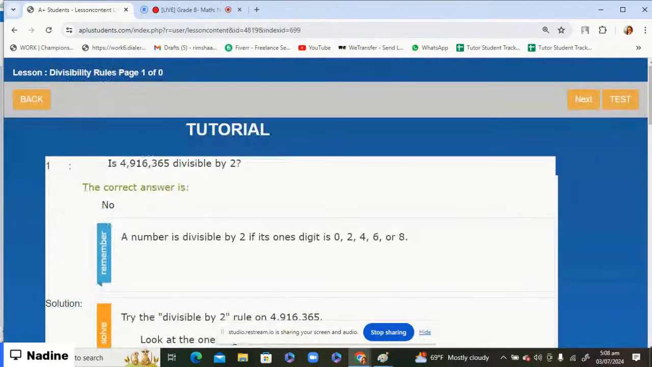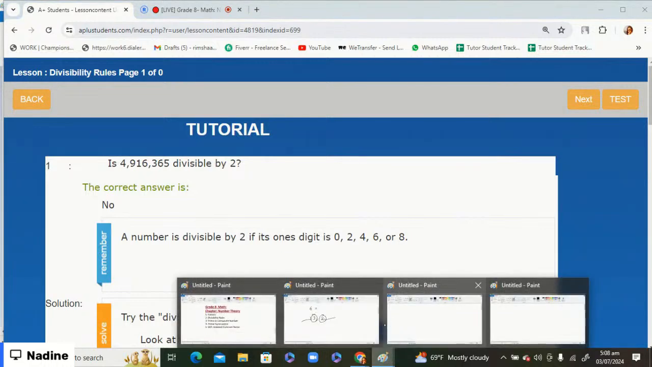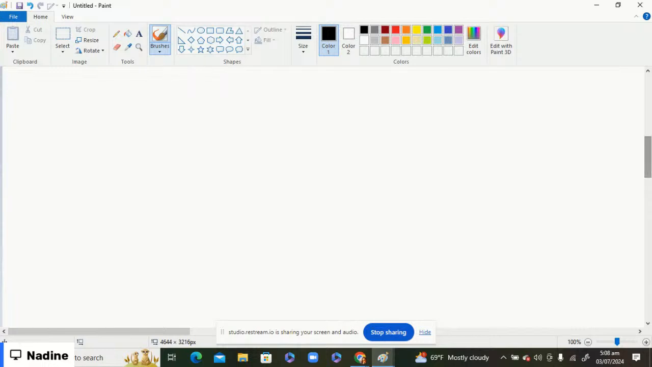First, let me tell you all the divisibility rules, like how we divide all those numbers. Okay. So let me just write it here one by one. For example, what is the meaning of the divisibility rule? Divisibility rules mean, for example, if you have a number like this. For example, there is a number 344,285.